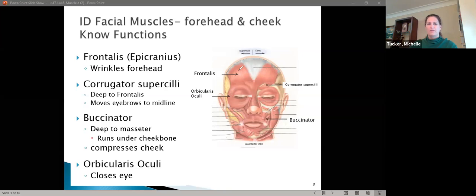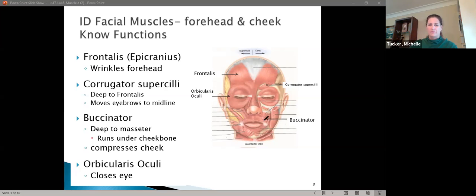And when muscles contract, they're going to shorten. We're going to talk about their shortening action, bringing the insertion closer to the origin, and that'll cause this wrinkling of the forehead. We have corrugator supercilii. It looks like muscular eyebrows, and it will draw the eyebrows in towards the midline.